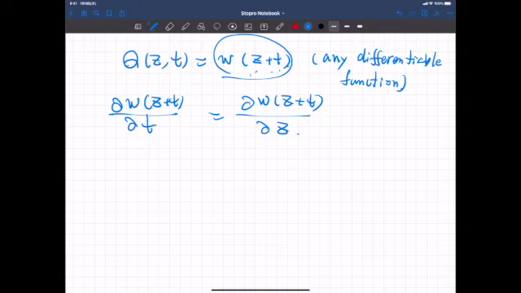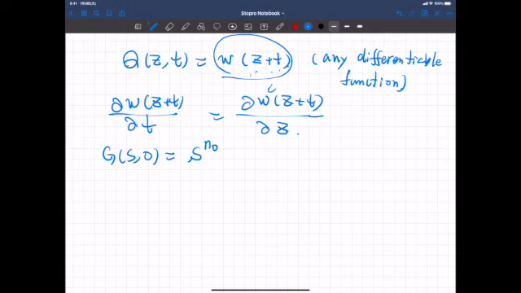Now we want to determine this function w based on the initial condition. Okay, the initial condition was g of s, 0 is equal to s to the power of n0. So this was the initial condition.